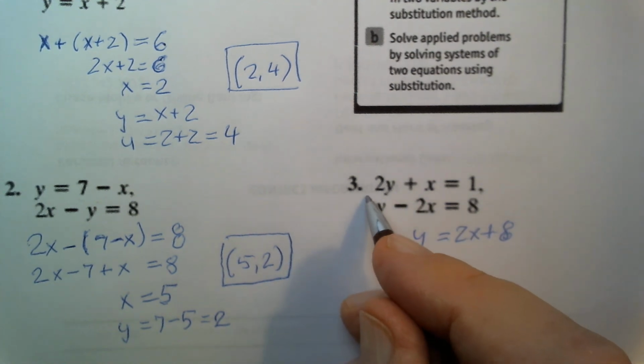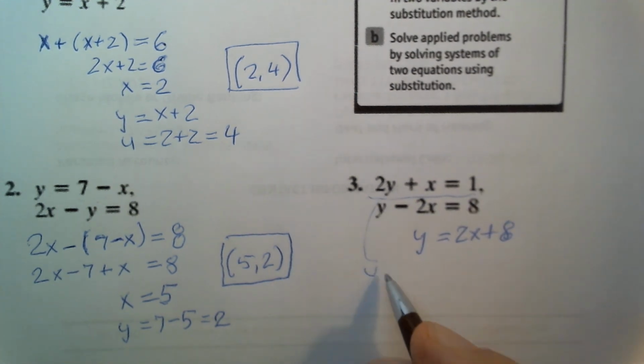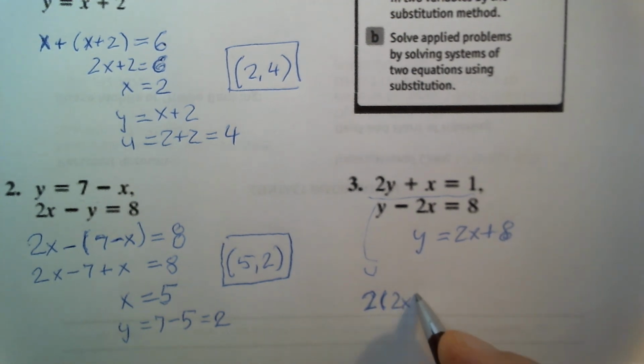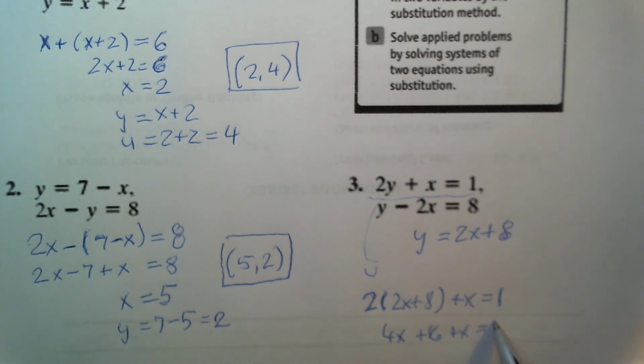Okay, so now from the first equation, we get 2 times y, and what is y? Well, y is 2x plus 8. So 2 times (2x plus 8), plus x, equals 1. Then we use the distributive property, that becomes 4x plus 16 plus x equals 1. So we have 5x equals minus 15. So x equals negative 3.